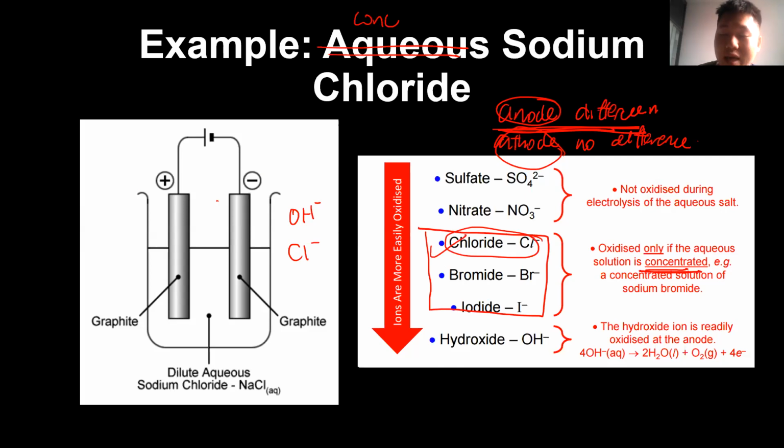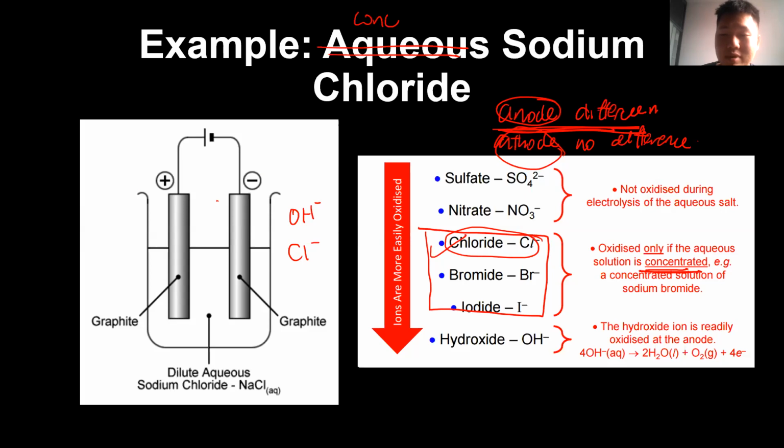I have to repeat one more time because it's very, very important. The only difference between aqueous sodium chloride and concentrated sodium chloride happens at the anode, not the cathode. With this understanding, it will be so much easier to do exam questions because you don't have to think about the cathode, since the cations will not be affected by the concentration. The concentration won't affect the product discharged at the cathode. So we only think about the anode.